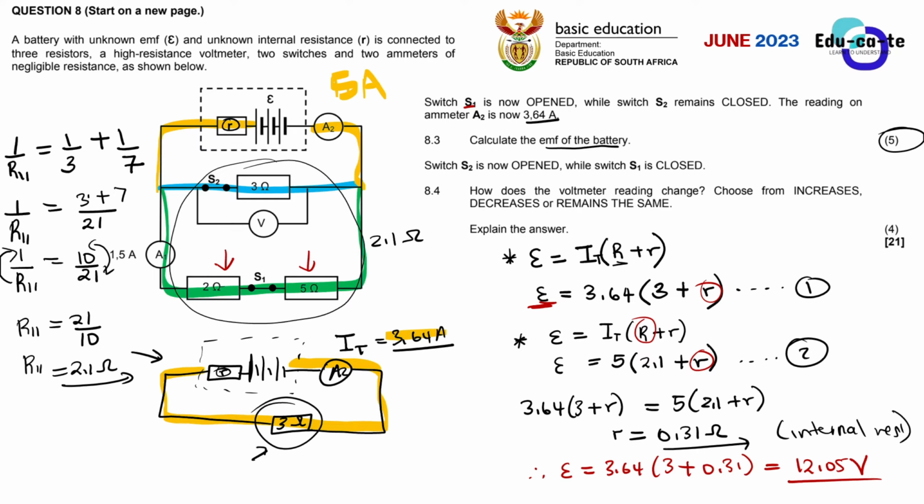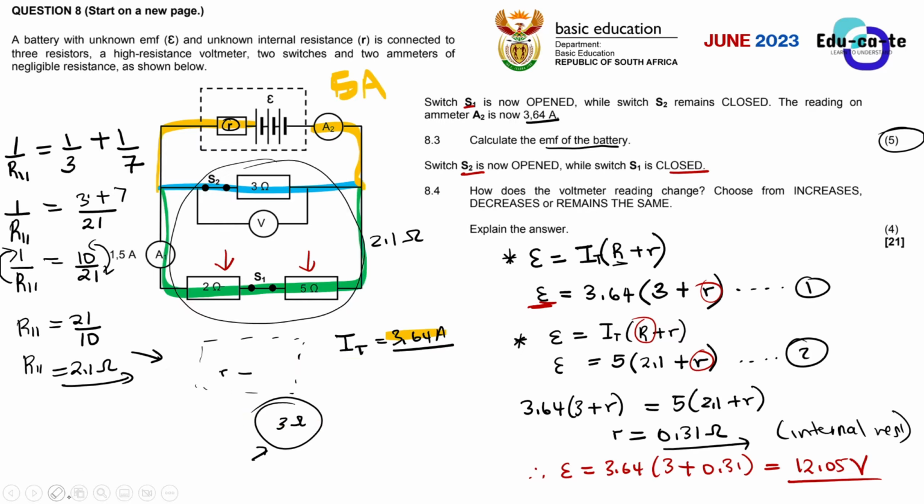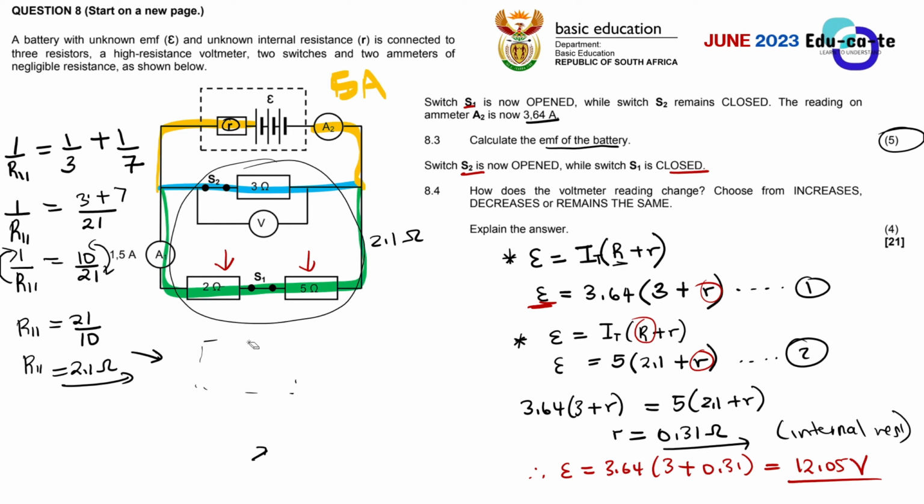And then last is the conceptual question. Switch S2 is now opened. Switch S1 is now closed. So we vice versa everything. Allow me to rub off what I had done already. I'll just erase here so that we can create a new scenario when we open switch S2 and now we close switch S1.